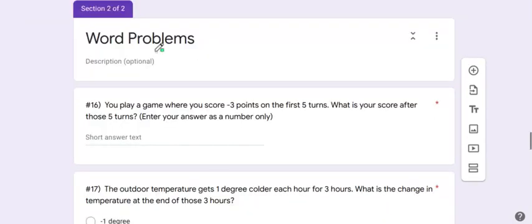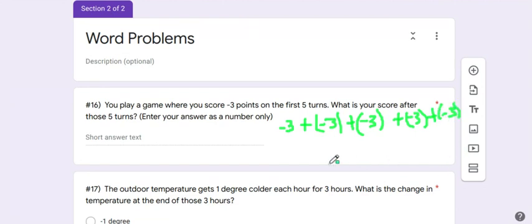All right, number 16 through 25, you have some word problems here. So number 16, it says you play a game where you score negative 3 points on the first 5 turns. What is your score after those 5 turns? So your first turn, you score negative 3 points. Second turn, you score negative 3. Okay, I'm putting that in parentheses. Third turn, you score negative 3. Fourth turn, you score negative 3. And fifth turn, you score negative 3. Okay, so as you can see here, I am repeatedly adding negative 3. 1, 2, 3, 4, 5. I have 5 negative 3s.